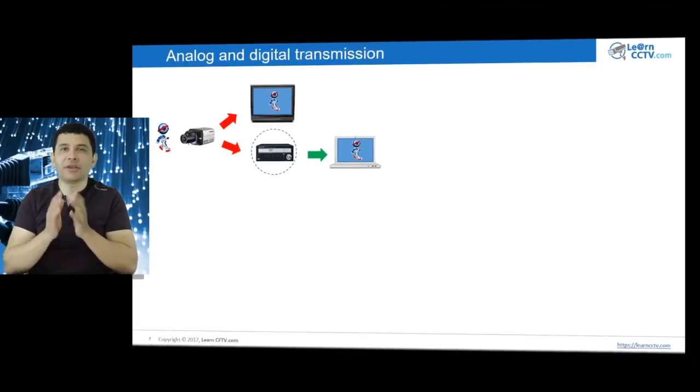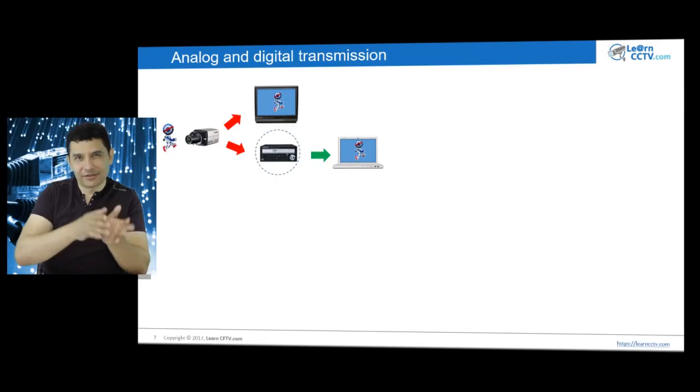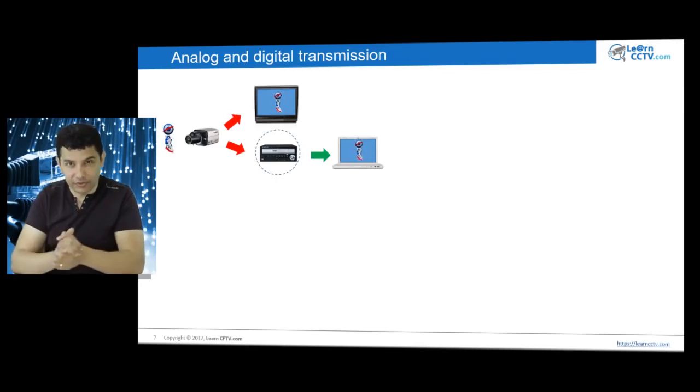Now let's talk about transmission. You have here your camera, it's analog. You can send the video directly to a monitor. You can also send the video directly to a DVR, it's analog video. And then you can convert from analog, see the arrow, it's gray now because it's digital. And then you can see your video on your screen, on your computer. That's possible only when you convert from analog to digital. Then you can see it on your computer.